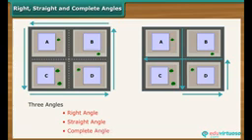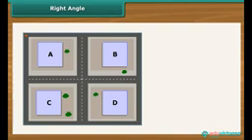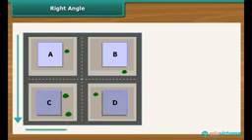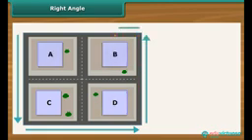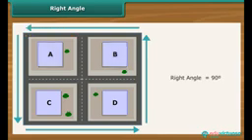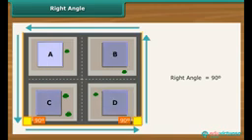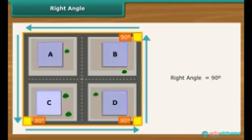Let us look at each angle in detail. Right angle. Let us look at the first route that Rajiv takes for jogging. He jogs from pocket A to pocket C, turns left, jogs to pocket D, turns left again, jogs to pocket B, turns left once more and jogs back to pocket A. Every time Rajiv turns left, he makes a right angle of 90 degrees. Thus, in one full round, he makes 4 right angles.